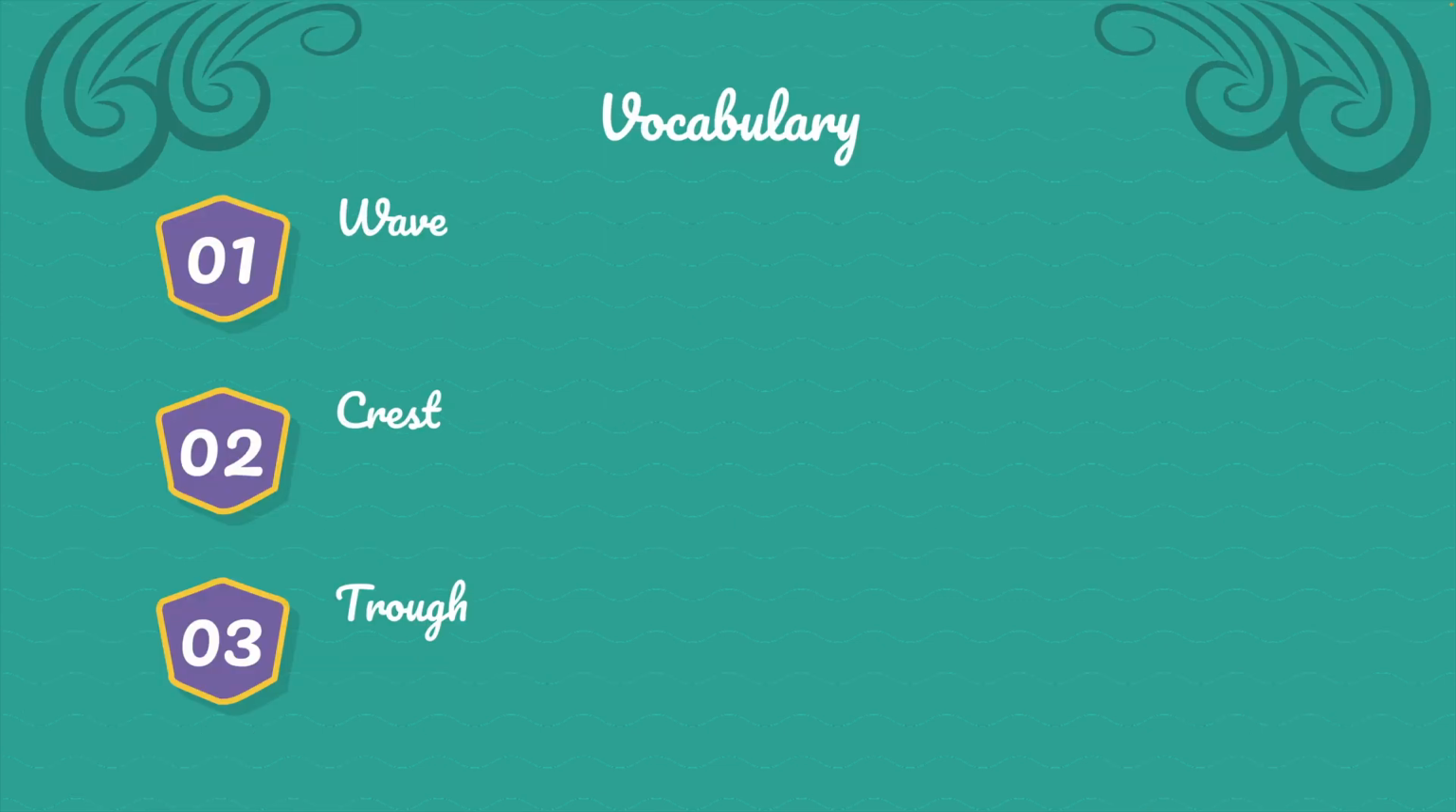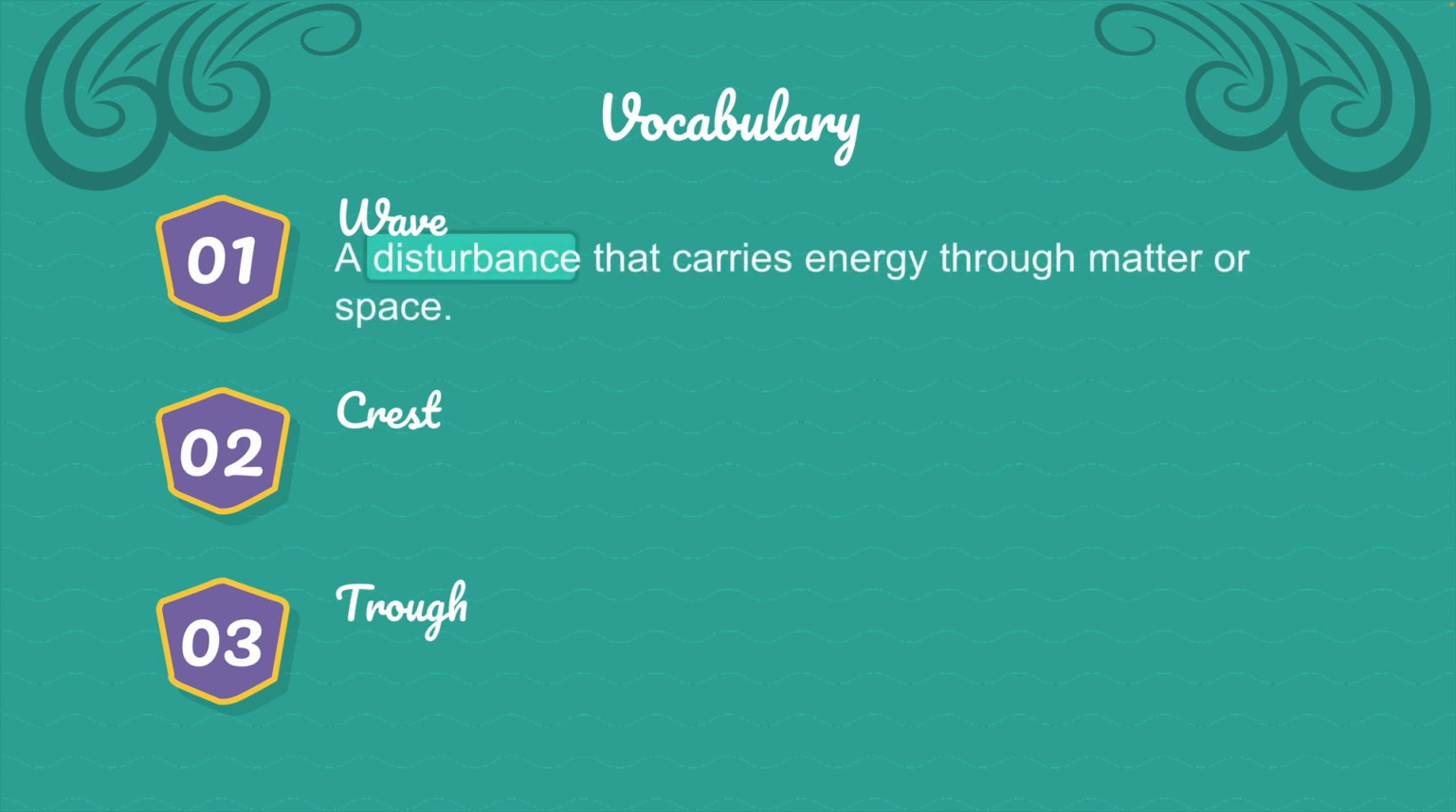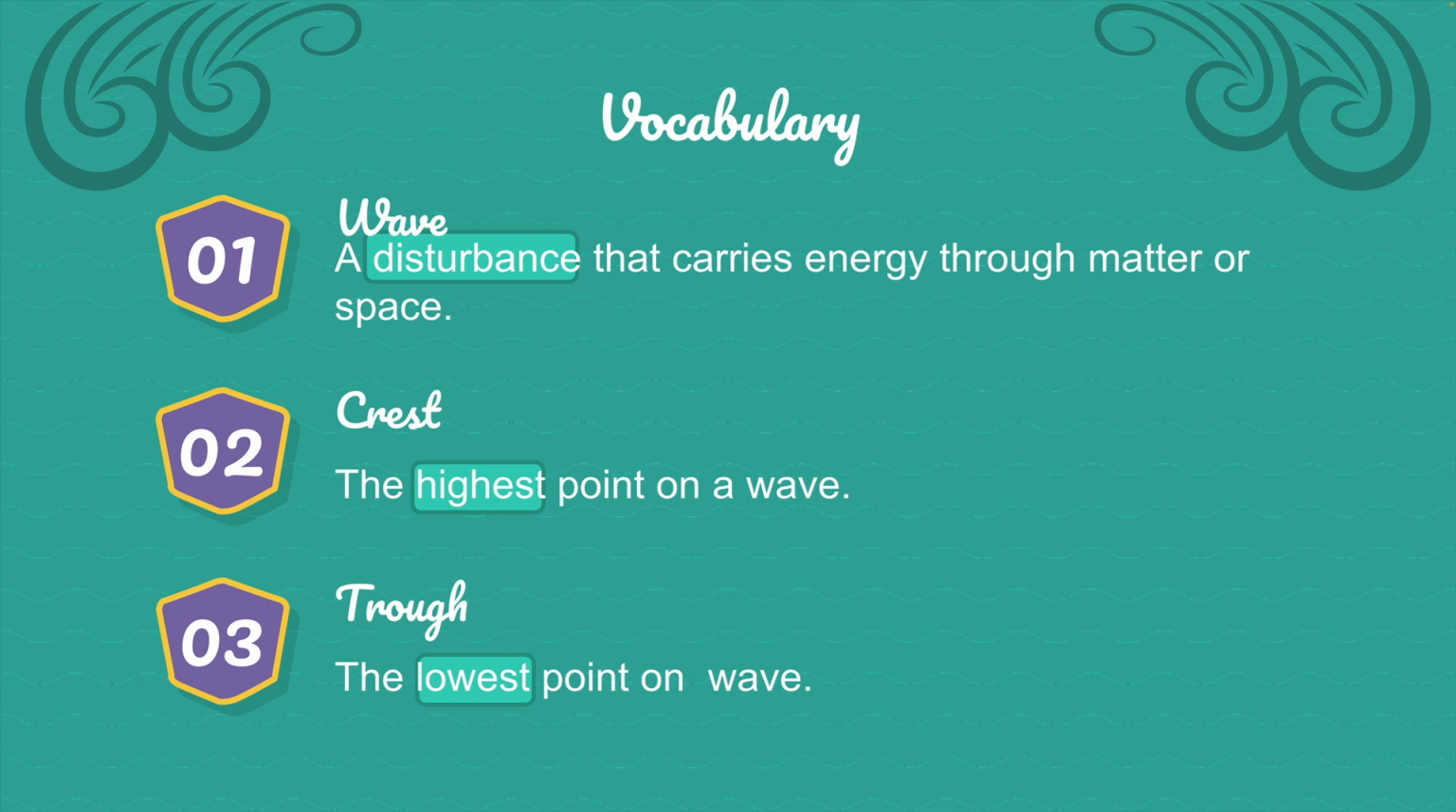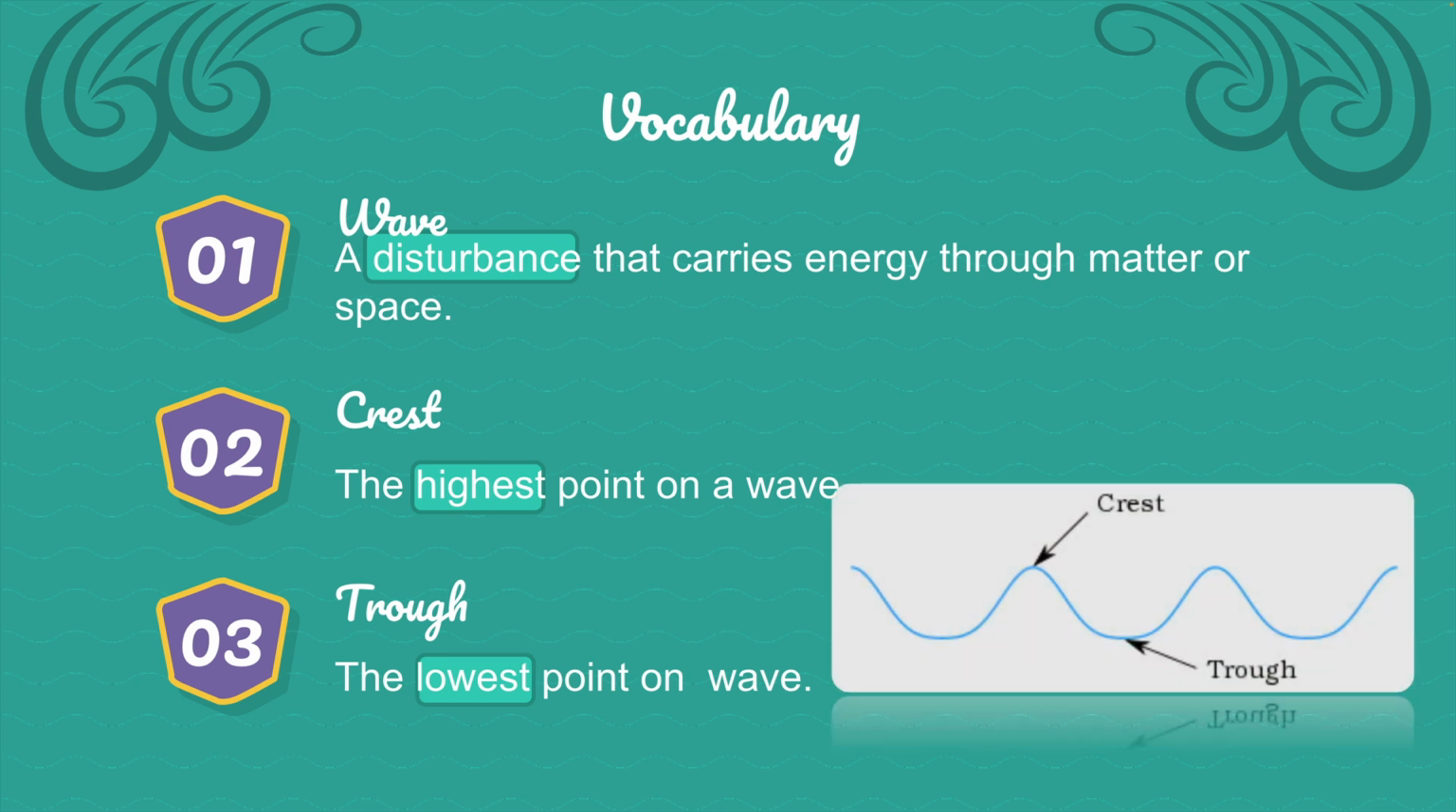Vocabulary. Number 1, wave. A wave is a disturbance that carries energy through matter or space. Number 2, crest. The highest point on a wave. Number 3, trough. The lowest point on a wave. And the illustration shows you that the crest and trough are at opposite points of a wave.